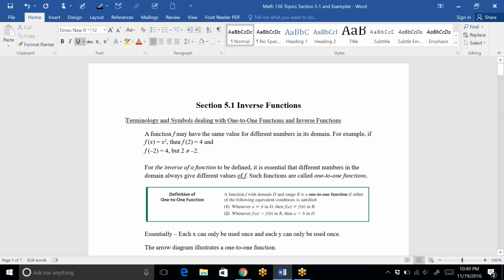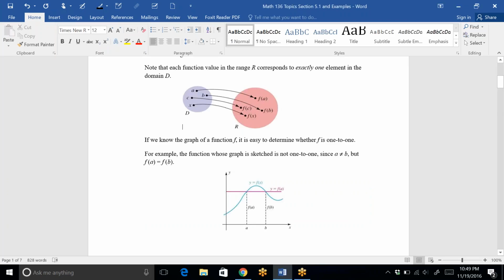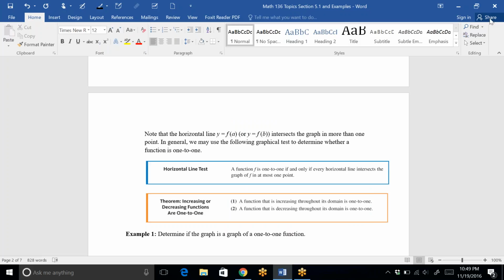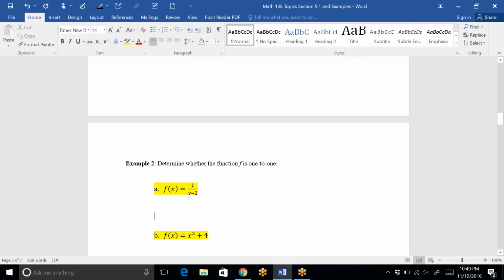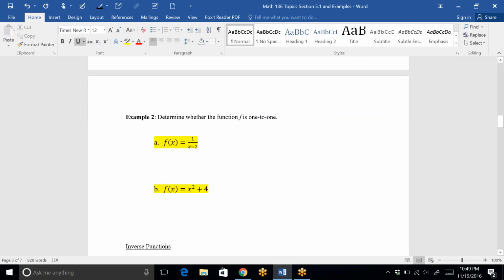Okay, this is a video to fill in some gaps from section 5.1, just some things that we had to gloss over to get to the main points. The first one is we already talked about if you wanted to see if a function is one-to-one from a graph, you do the horizontal line test and the vertical line test. It has to pass the vertical line test first to be able to even be considered a function. And then if it passes the horizontal line test as well, it is a one-to-one function.